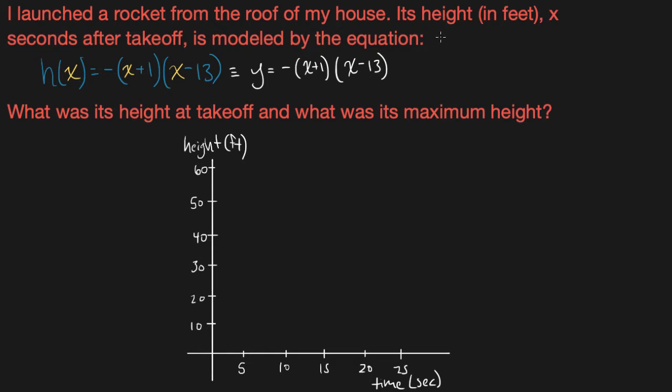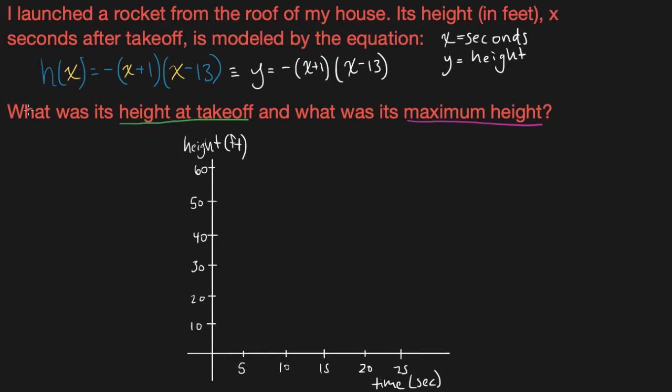The next thing that I want to point out here is that we have our x variable, that is seconds. X is seconds, and using this y variable here, we'll say that y is the height, again in feet. And so there are two questions that we want to answer here. The first question is, what was the height of the rocket at takeoff? And then also, what was its maximum height?